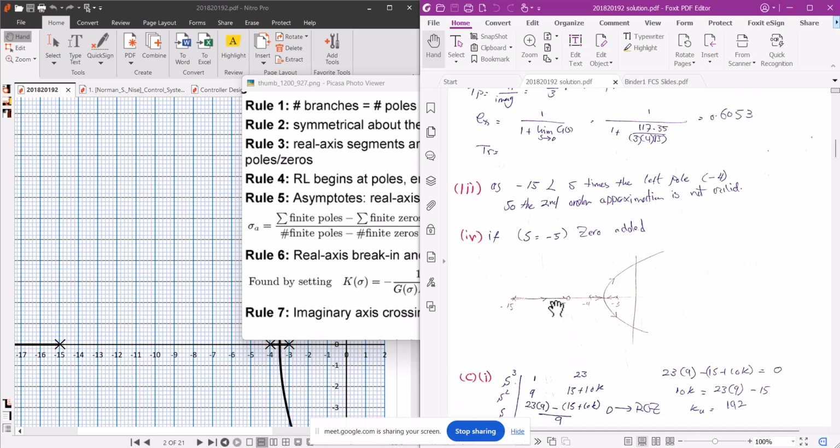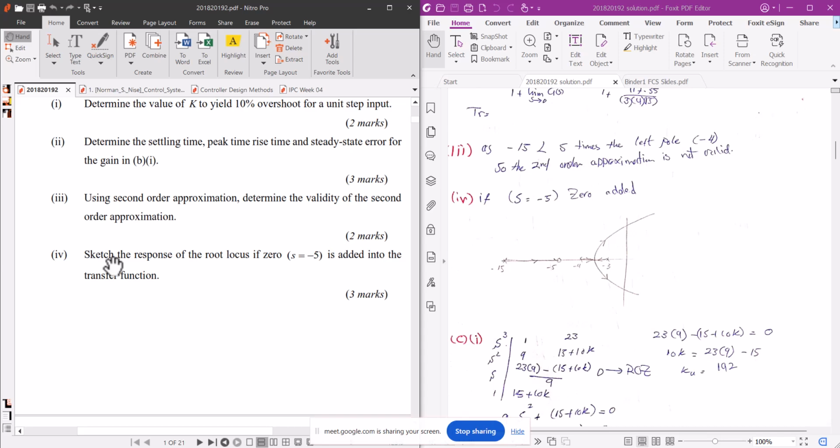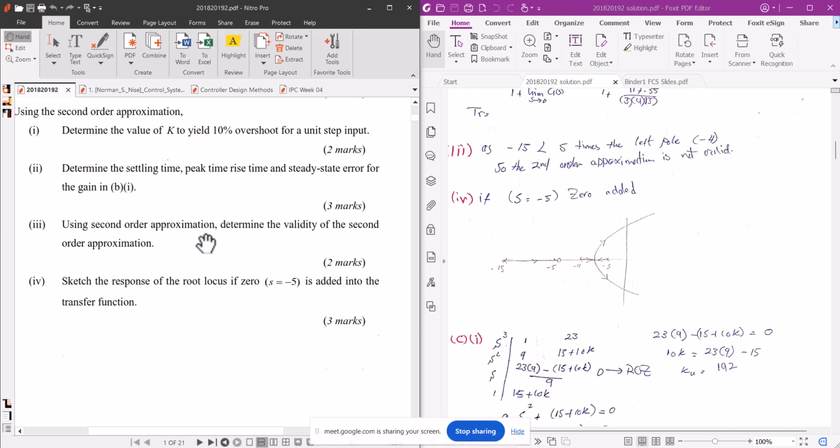So this is the new root locus. If you add s equal to -5, or s plus 5 equal to 0, a zero is added here, so it will become this. So this is the answer to this question: sketch the response of the root locus if a zero is added into the transfer function. If you add a zero here, you will get this revised root locus.